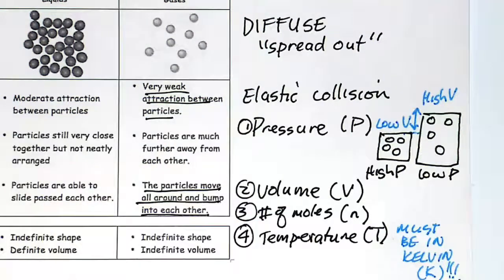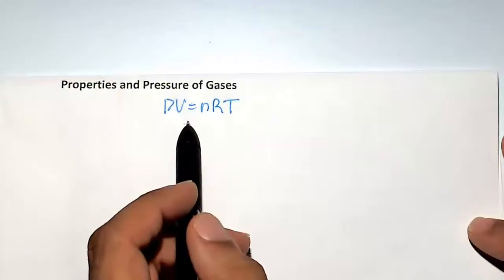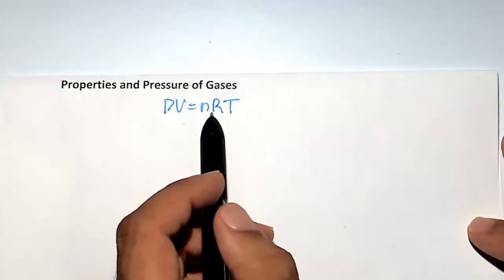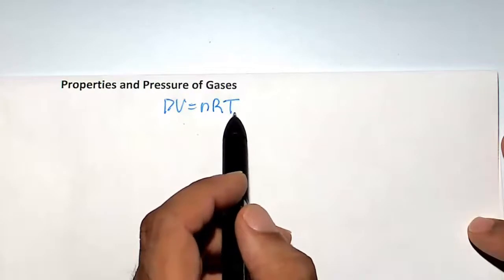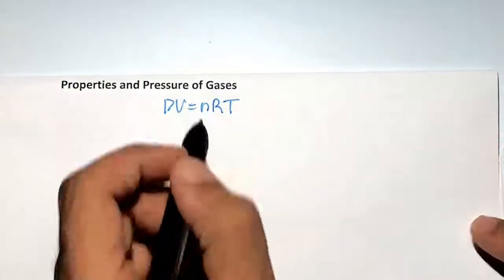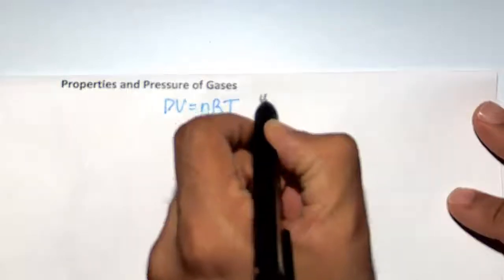We can unify all of these properties by one equation, called the ideal gas law. The ideal gas law is PV equals nRT. It is a unifying theory that encapsulates the pressure that a gas exerts, the volume that the gas occupies, n the amount of gas you have, and T the temperature. Remember, the temperature must be in kelvins. All of this is unified together by the universal gas constant R.